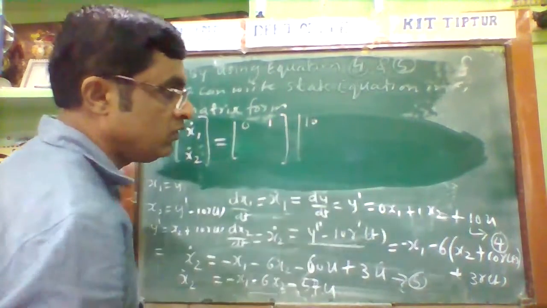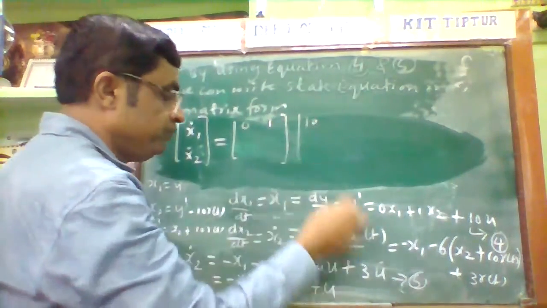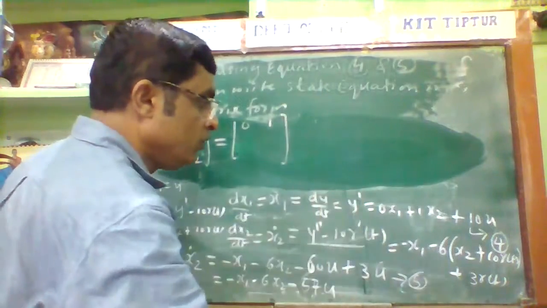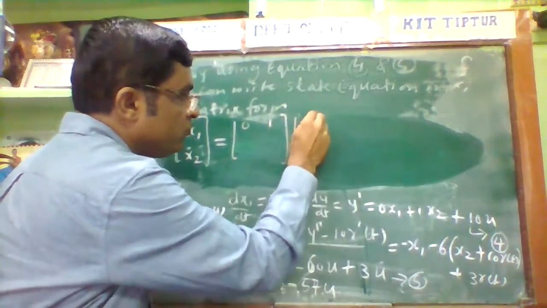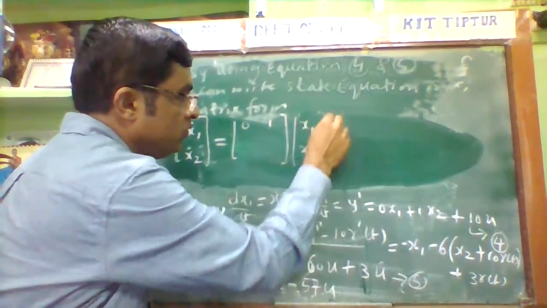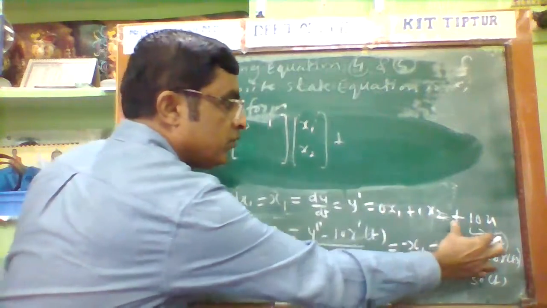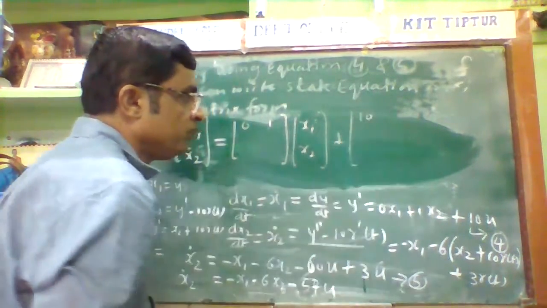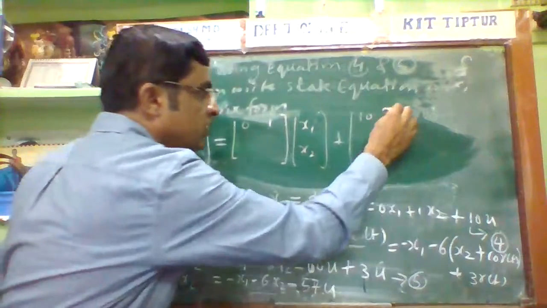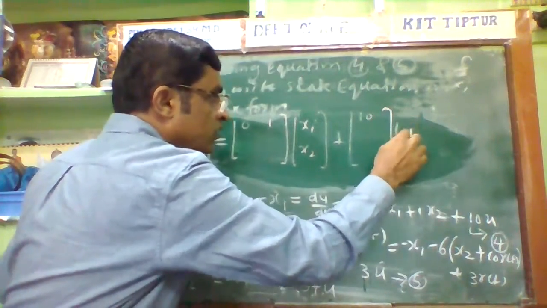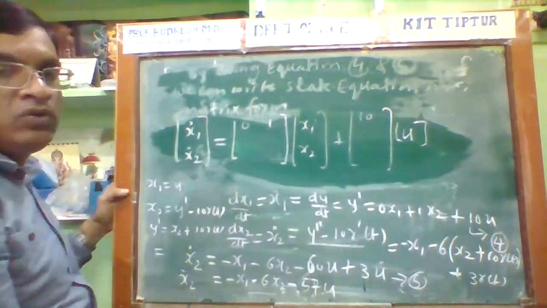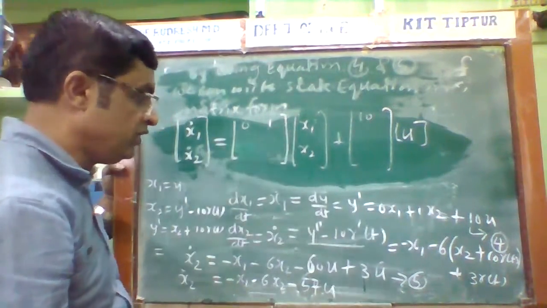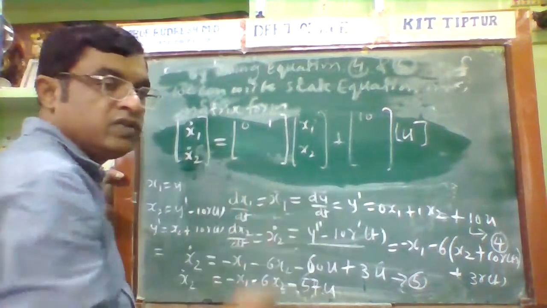Now this is equal to 0 into x1, x2, plus this term, which I need to write down. Here I need to write down the vector form, u1, u2, u3, in this form. Now this is the state equation.